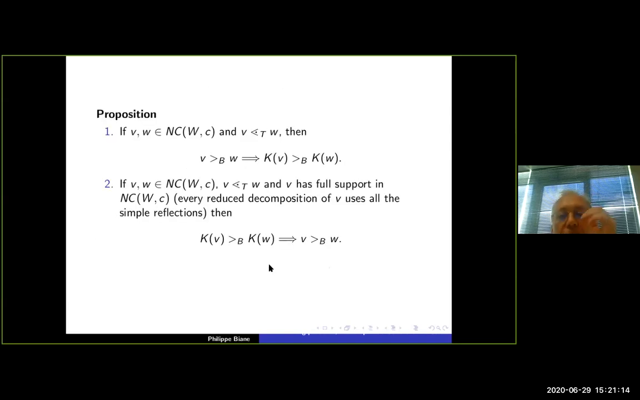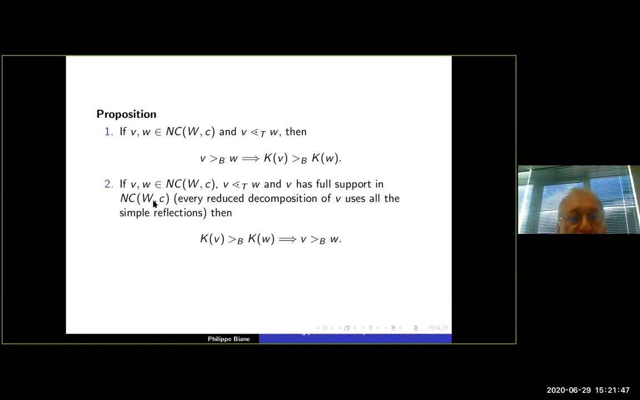And now the very important fact is the following: if V and W are non-crossing partitions which are in cover relation, that is V is smaller than W and there is nothing between V and W, then if V is bigger than W in the Bruhat order, then K of V is bigger than K of W in the Bruhat order. That is, K preserves the Bruhat order in this case. So this is the first proposition.